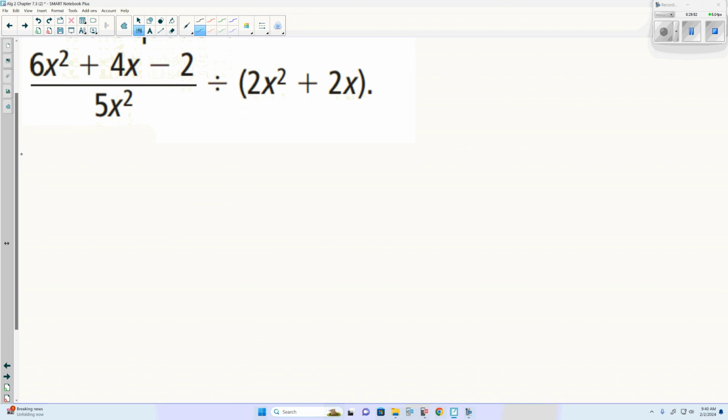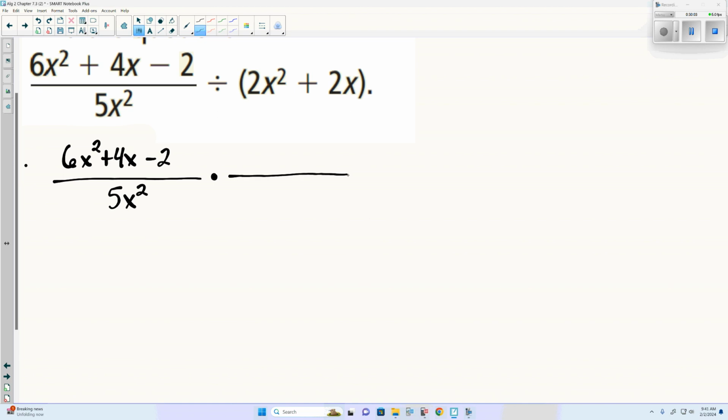Let's look at this one here. Keep. Change. Flip. So the numerator is now 1, the denominator is 2x squared plus 2x.